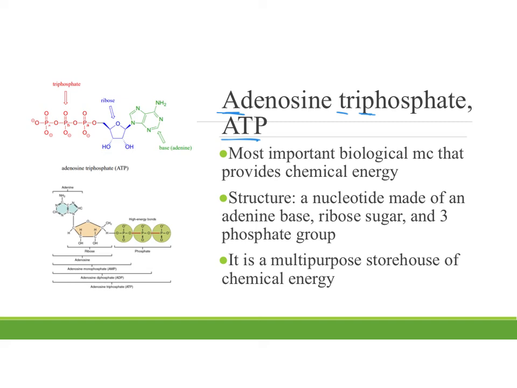And then ATP is called a multi-purpose storehouse of chemical energy. So ATP is the most abundant energy carrier in cells, and it's also found in all types of organisms. So ATP is what holds the energy that our cells need.